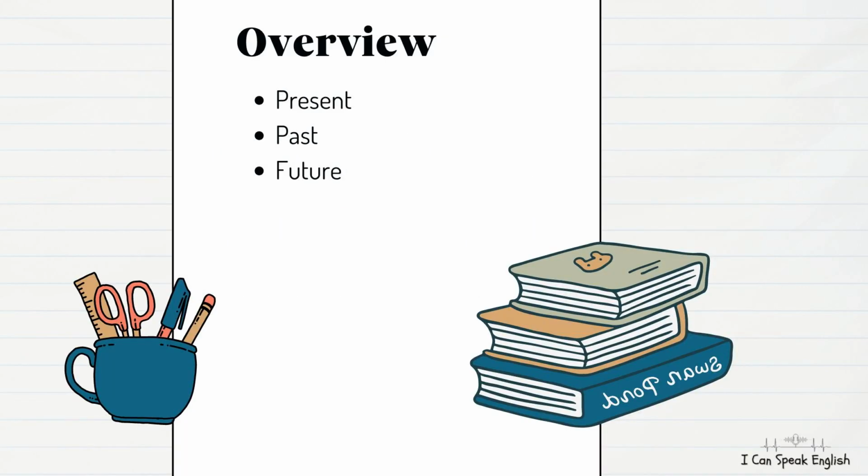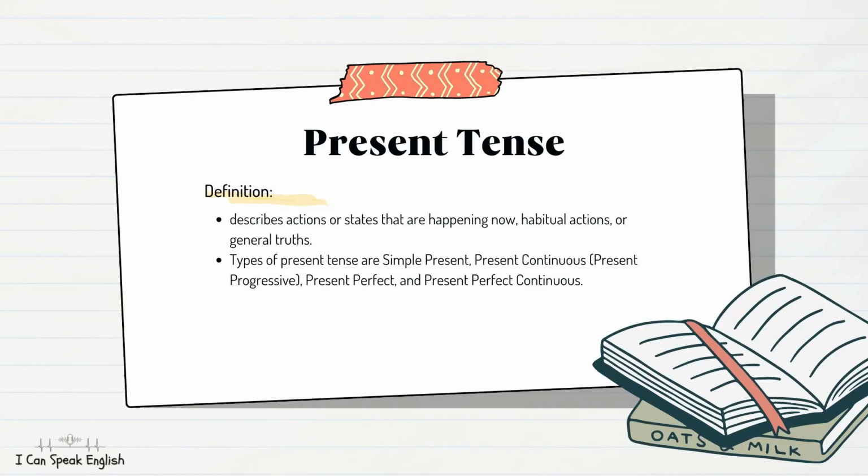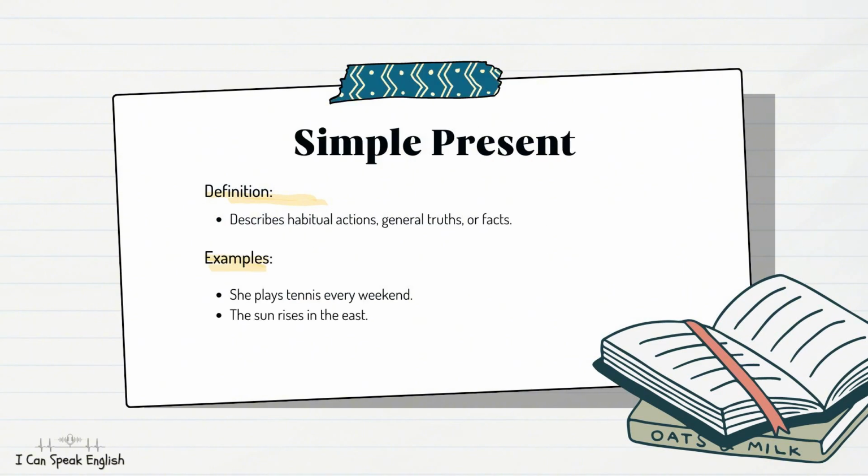Overview: present, past, future. Present tense describes actions or states that are happening now, habitual actions, or general truths. Types of present tense are simple present, present continuous, present progressive, present perfect, and present perfect continuous. Simple present describes habitual actions, general truths, or facts. Examples: she plays tennis every weekend. The sun rises in the east.